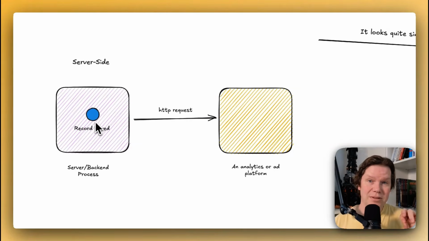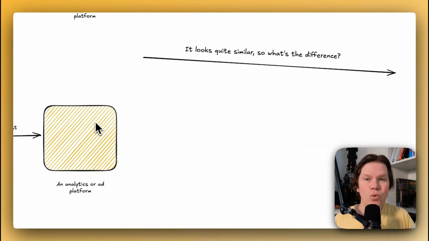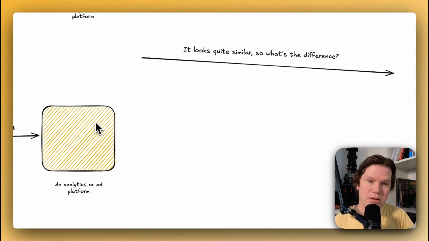So this happens in a backend service or a server-side process, and it sends off an HTTP request to an analytics or an advertisement platform. So you could also send it to an advertisement platform because they all have endpoints that you can call from one of your servers. It really looks quite similar. So what is the real difference and why are people so crazy about it?